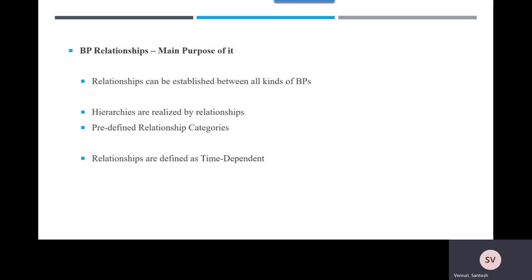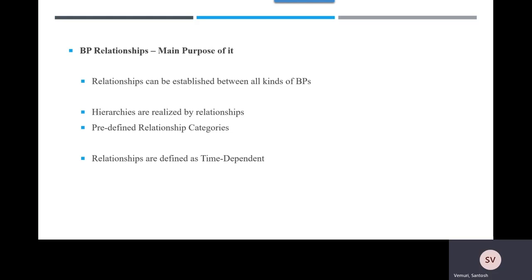Okay. So the next is BP relationships. The main purpose of the BP relationship is that a relationship can be established between all kinds of BPs, business partners. So when I refer to a business partner, it does not only mean a customer or vendor. It can be a contact person, or it can be a grade manager, or a grade representative, or HR master data, and it can also be your FSM, field service engineer. So every business partner can be related to multiple roles.